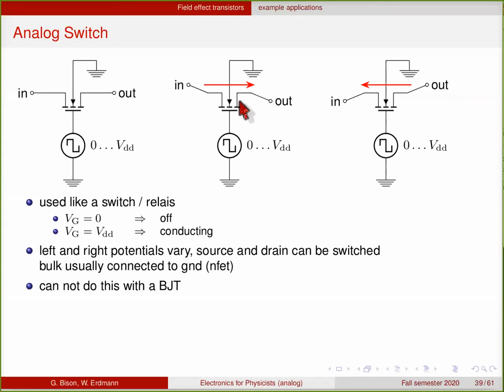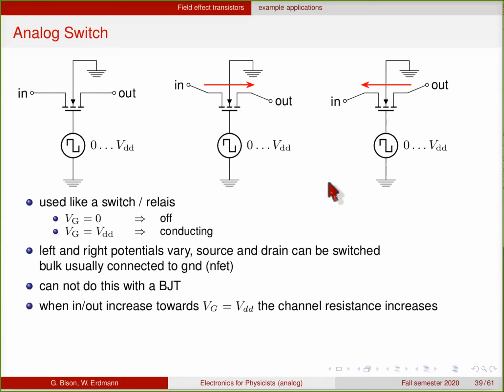And it's also clear that the names drain and source in this case are purely, I mean, they don't really mean anything. So you do this with a symmetric transistor, and then the drain and source really switch role here. And this is something that you cannot do with a bipolar transistor. So this is really in the domain of field effect transistors.